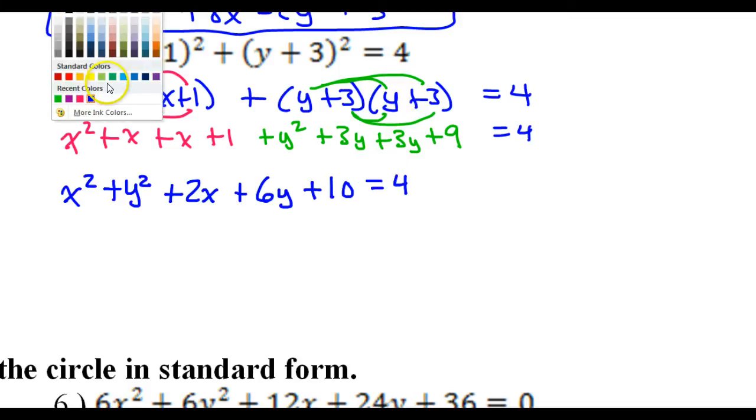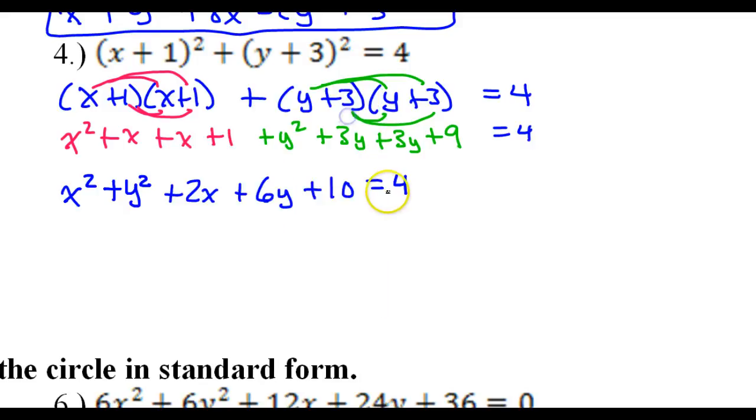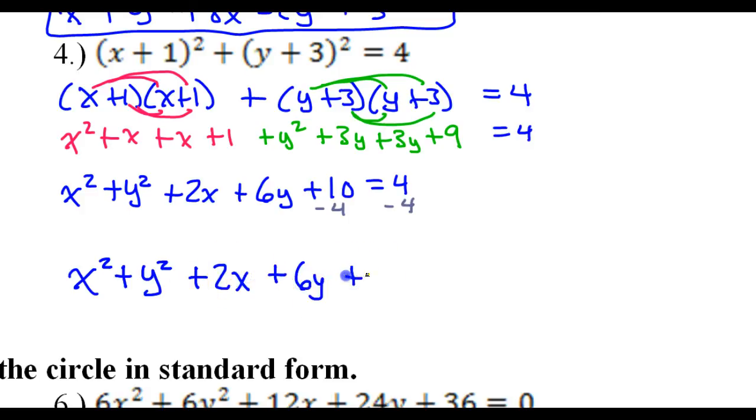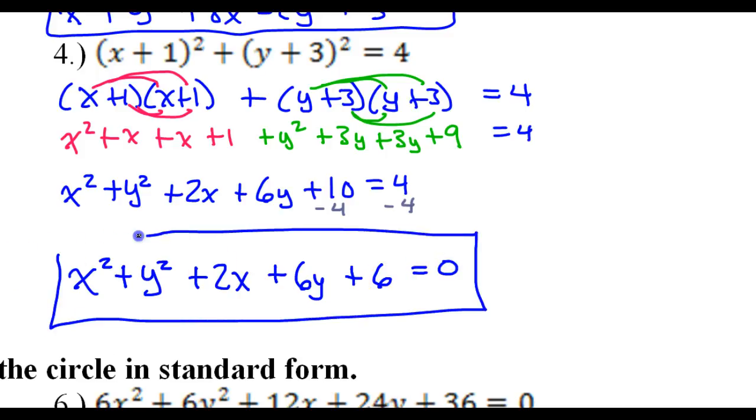So I just need to subtract the 4 from both sides. So minus 4 minus 4. So the final answer is x squared plus y squared plus 2x plus 6y plus 6 equals 0. And that is general form for this circle.